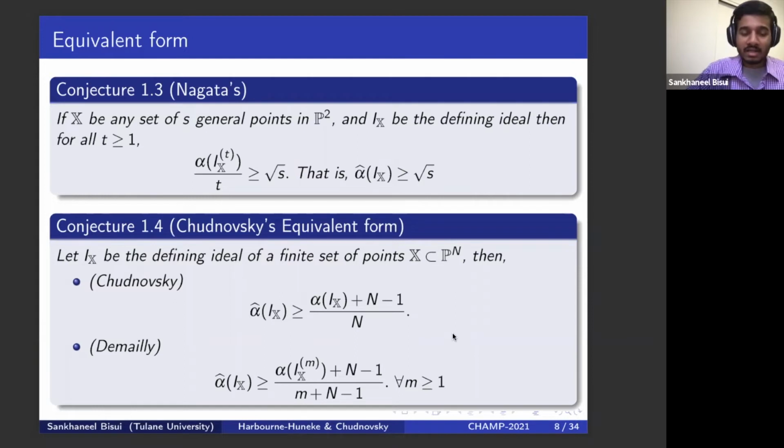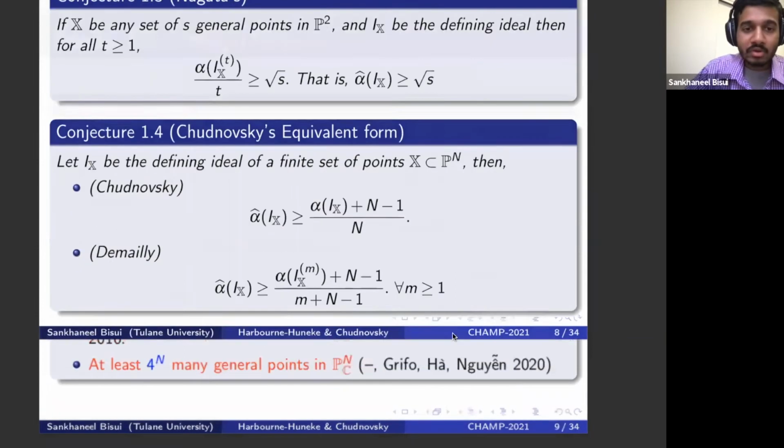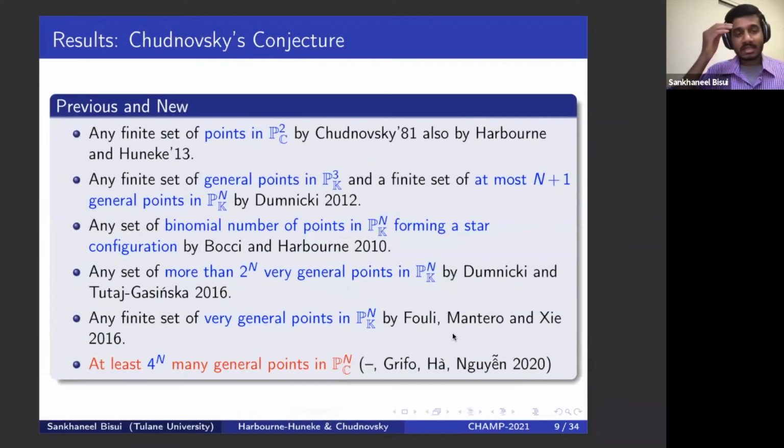Now we have the equivalent statements. What we will be doing next is seeing the known results. So Chudnovsky's conjecture and Demailly's conjecture, there are many known results. I'm going to explain the results. So Chudnovsky himself proved the result for P2, and also Harbourne and Huneke proved the result for P2.